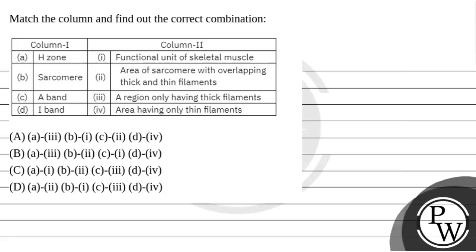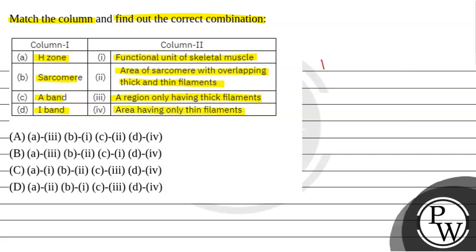Hello बच्चों, so let's read the question. The question says match the column and find out the correct combination. पहले कॉलम में दिया हुआ है H zone, sarcomere, A band and I band. And second कॉलम में दिया हुआ है functional unit of a muscle, area of the sarcomere with overlapping thick and thin filaments, a region only having thick filaments, and the area only having thin filaments.